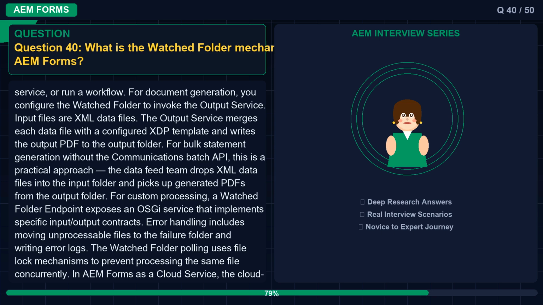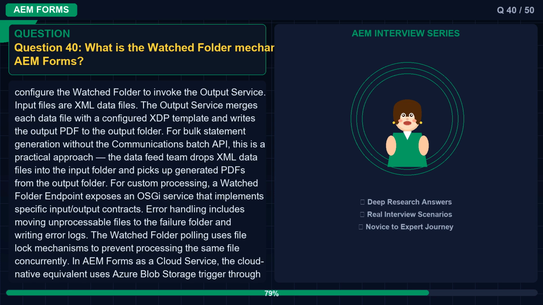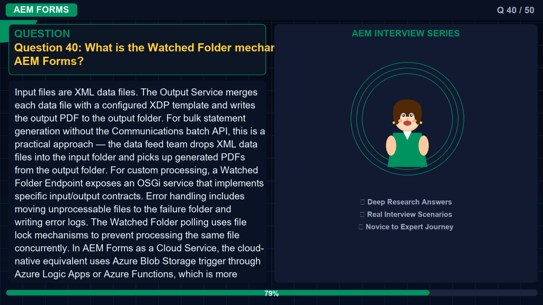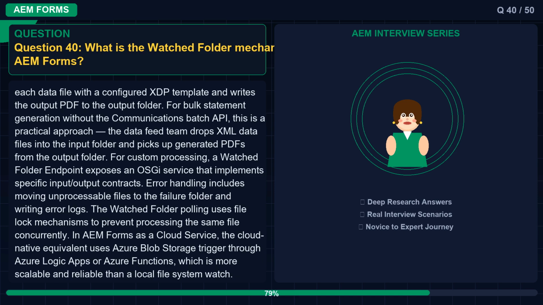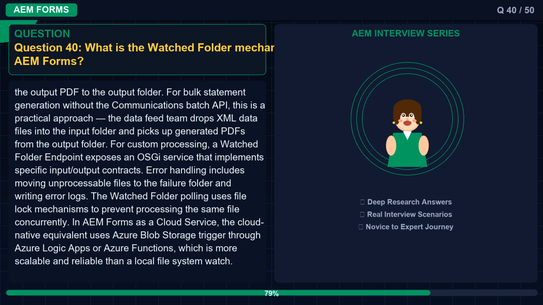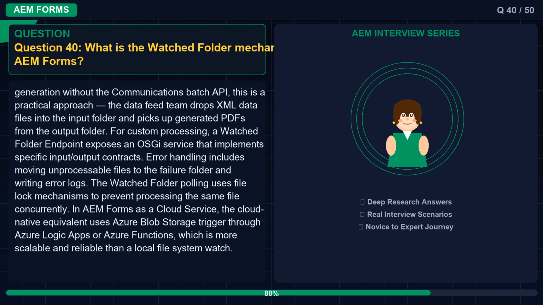Error handling includes moving unprocessable files to the failure folder and writing error logs. The watched folder polling uses file lock mechanisms to prevent processing the same file concurrently. In AEM Forms as a cloud service, the cloud-native equivalent uses Azure Blob Storage Trigger through Azure Logic Apps or Azure Functions, which is more scalable and reliable than a local file system watch.